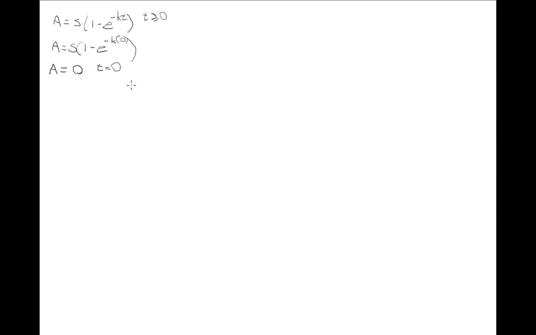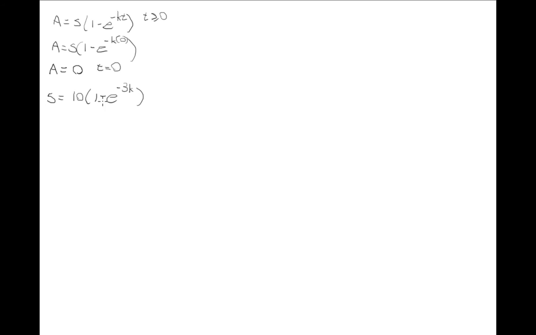What we're told then is to find k, given a few bits of information. Our alcohol content is 5, our sugar concentration is 10, and after 3 hours we're told that A is equal to 5. So let's set it up, with e to the power of minus 3k. What we have to do is solve for k.